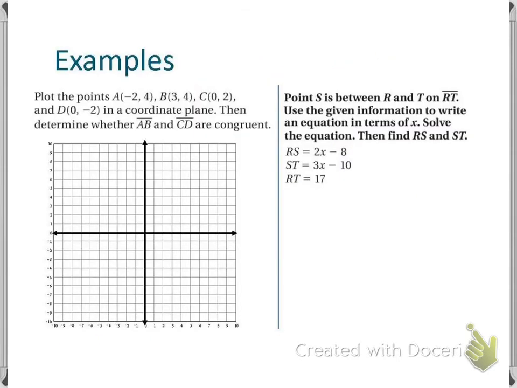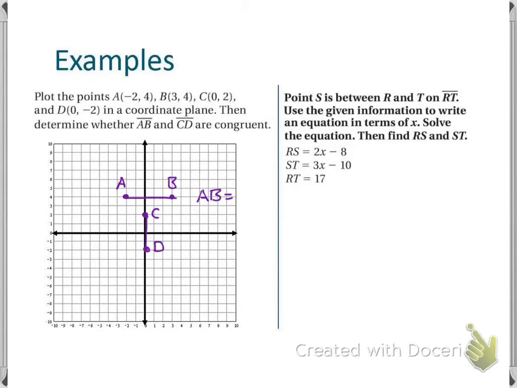Now, a good way to look at it is, let's graph some points and draw some segments. So I have A is -2, 4, B is 3, 4, C is 0, 2, and D is 0, -2. So plot the points and determine if they are congruent. For them to be congruent, we have to know their length. So the length of AB, just write AB, no bar on top because it's a length.